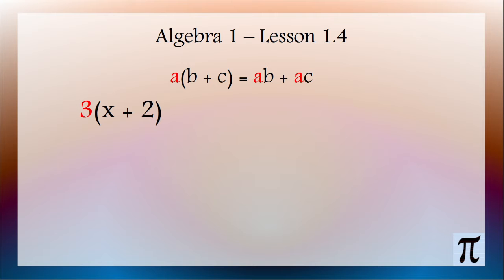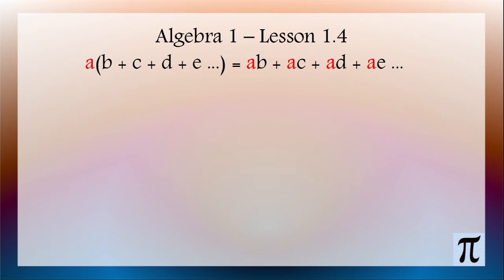So, taking the next step, we're going to throw in some variables. The exact same process is followed. In this case, the a, or the thing being distributed, is the 3. So 3 times the quantity of x plus 2 equals 3 times x plus 3 times 2. And it simplifies to 3x plus 6. There's nothing more that can be done at this point. This is as simplified as the equation gets.